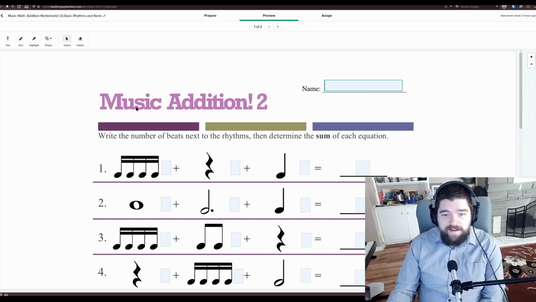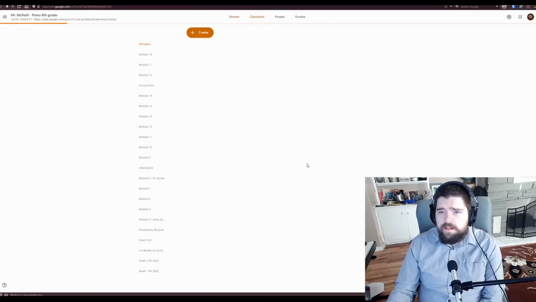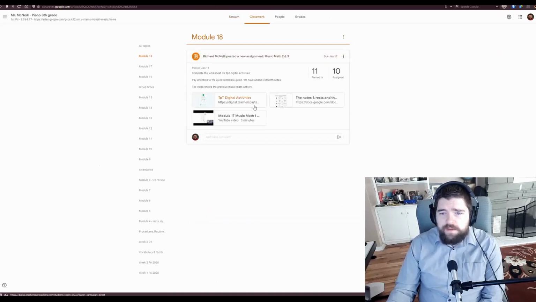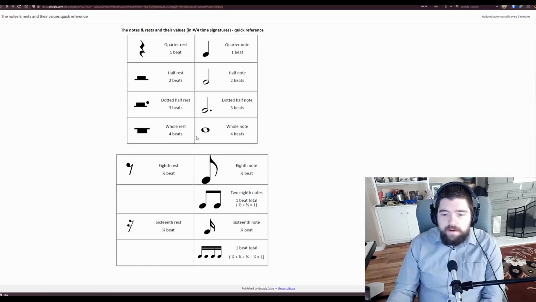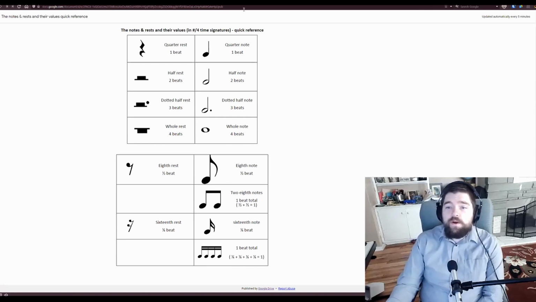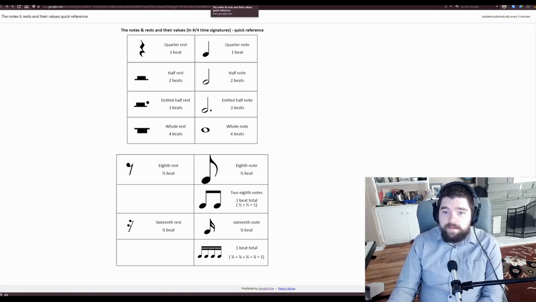You put your name down. It's asking you to write the number of beats of rhythm next to the rhythms, then determine the sum of each equation. So on your classwork, we have all the resources that go along with this as well. So the notes, rests, and their values. Okay, this is our quick reference to know how many beats each type of thing gets.